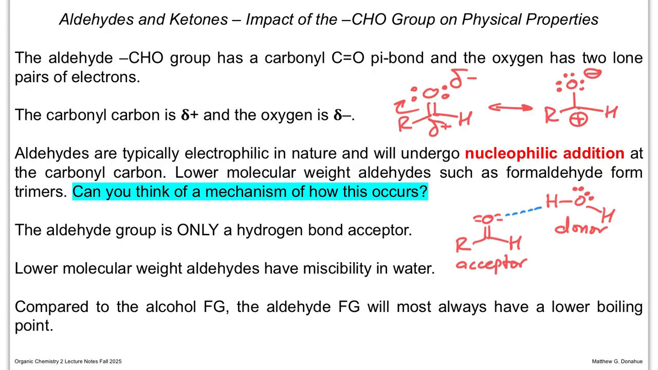If we were comparing say the same carbon count, so 3-carbon alcohol versus 3-carbon aldehyde, alcohols will always have a higher boiling point than aldehydes because these are donor and acceptors.